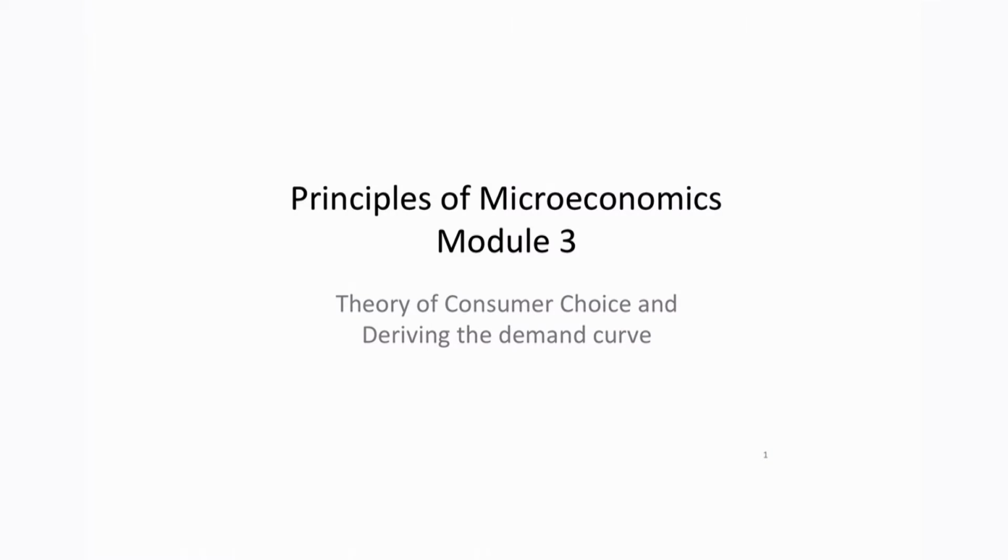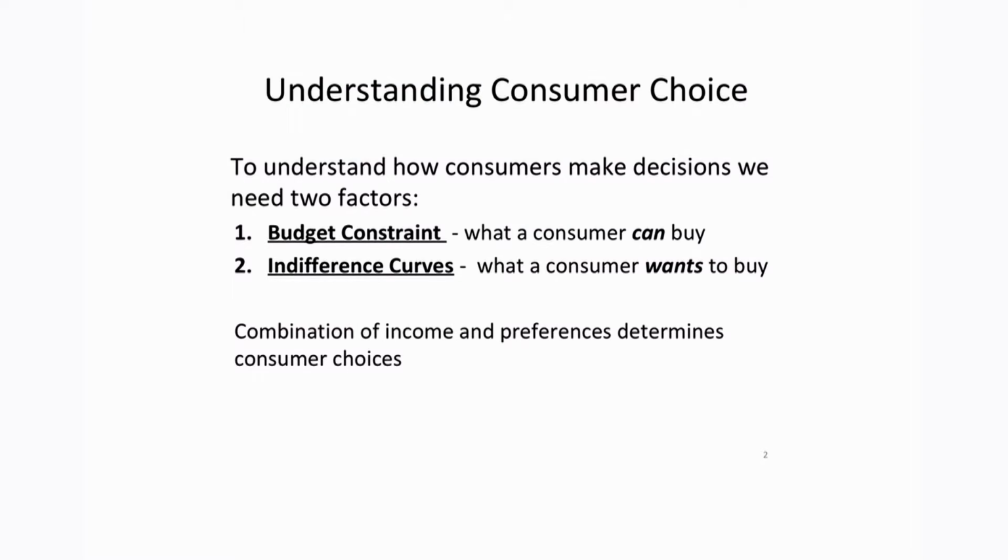This is Module 3, and today we're going to talk about the theory of consumer choice and deriving the demand curve. To start off with, when we think about how consumers make decisions about what they want to buy and how much they buy, we think about it in terms of how much they can afford and what their preferences are. So when we will be deriving the optimal consumption point, we will be thinking about it in terms of the budget constraint, how much consumers can afford, and indifference curves, or what we call consumer preferences. The combination of these two will allow us to reach and understand the optimal consumption point.